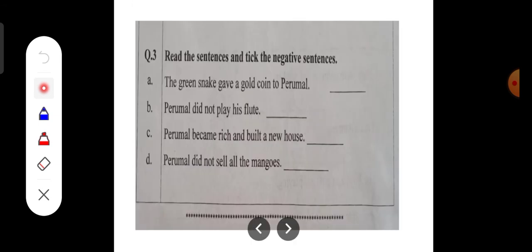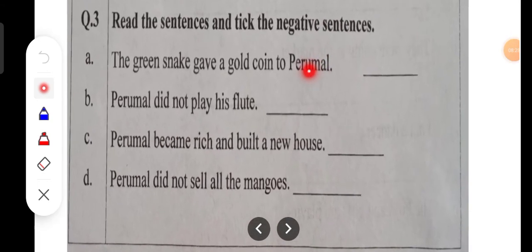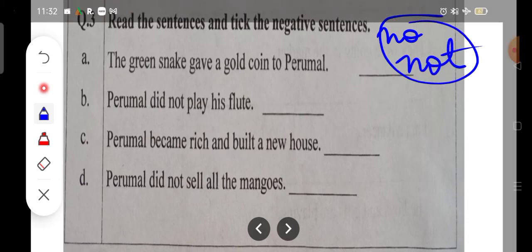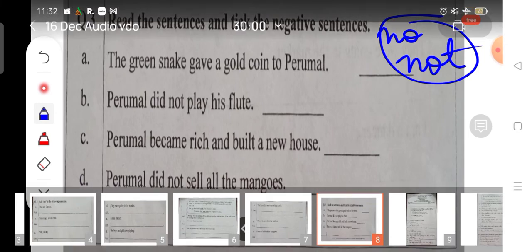Okay, now we have to do question number 3. Read the sentences and tick the negative sentences. You have to read the sentences and tick the negative sentences, wherein you can see no or not. These two words make the sentences negative. Okay, so let us see.